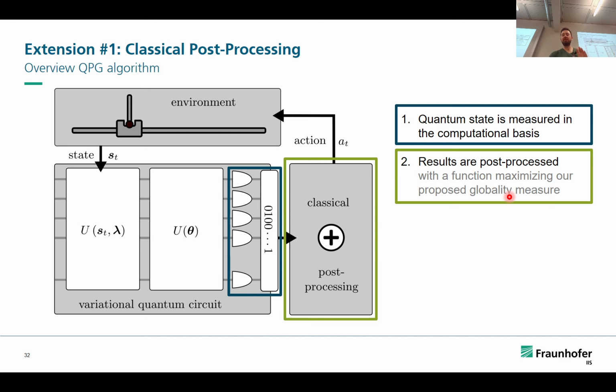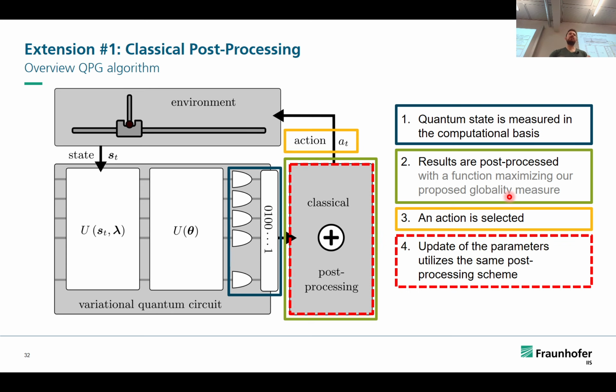So we post-process our results based on this post-processing function. Then the agent can just decide for an action to execute. And also in the next step, we can use the same post-processing function to also efficiently, or at least more efficiently, compute the gradients and therefore be able to perform just some gradient-based update techniques.